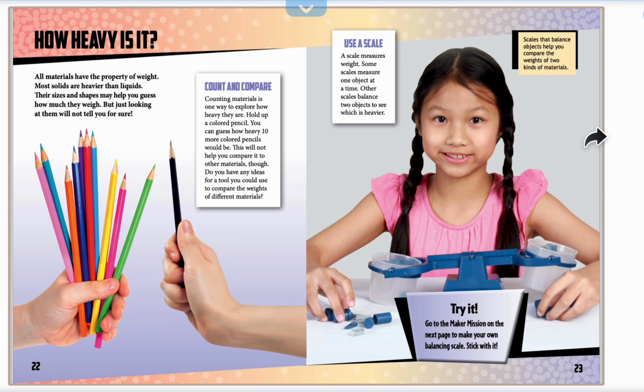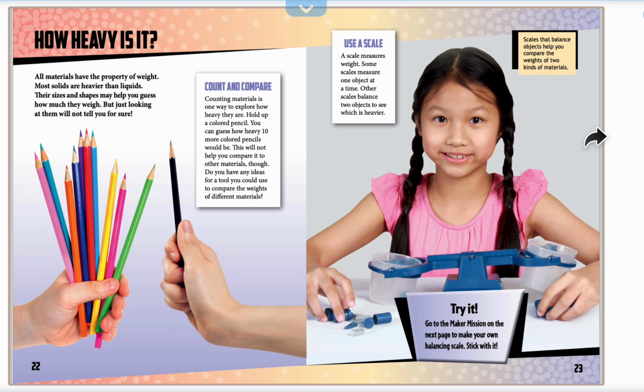How heavy is it? All materials have the property of weight. Most solids are heavier than liquids. Their sizes and shapes may help you guess how much they weigh, but just looking at them will not tell you for sure. You can use a scale to measure weight.